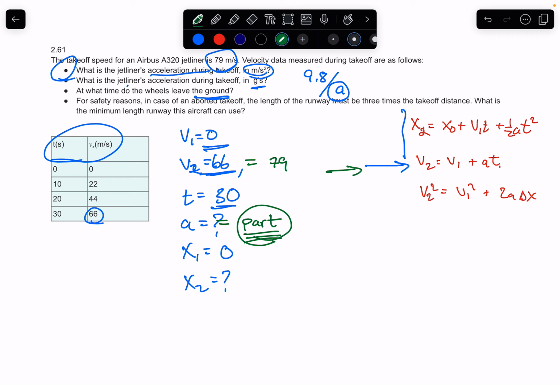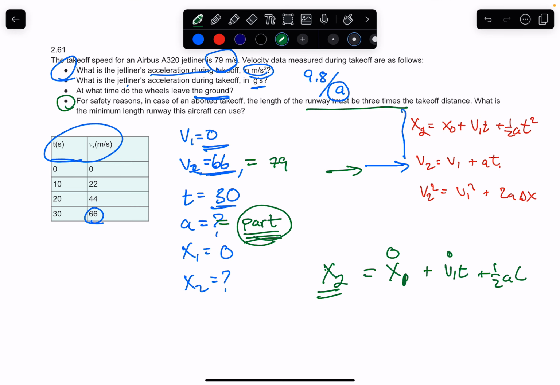You're solving for time. Got it? And then the last question is, for safety reasons, you need a runway that is 3 times the takeoff distance. What is the maximum length of the airline? So then what you'll do is you'll use equation 1: x2, which is what you're solving for, equals x0 or x1, and x1 of course is just 0, he's starting out at 0, plus v1t, and what's v1? Well, that's 0, plus 1/2 at squared.